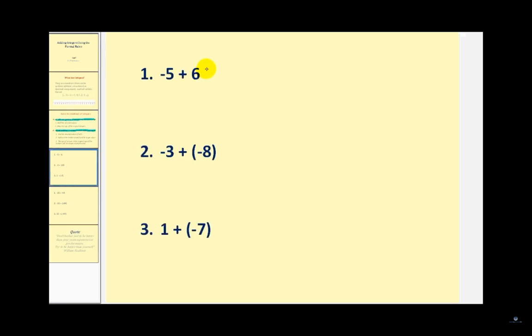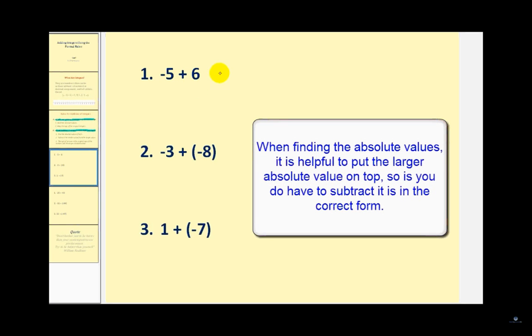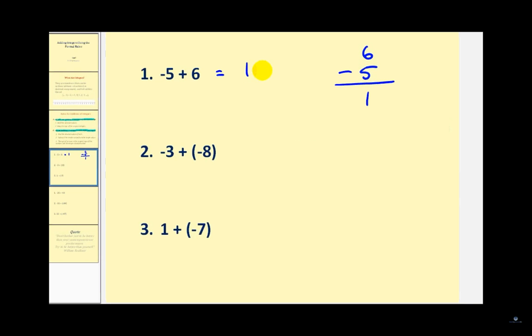So for example number 1, we have negative 5 plus 6, so we have 2 integers with different signs. So we take their absolute value. The absolute value of negative 5 would be 5. The absolute value of 6 would be 6. And because they have different signs, we subtract the smaller from the larger. Well, 6 minus 5 would be 1. And then to determine the sign of the sum, we take the sign of the number that had the larger absolute value. 6 had the larger absolute value, 6 is positive, so the sum is positive.